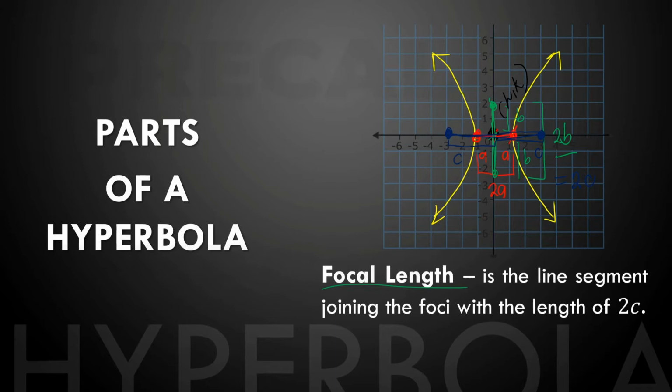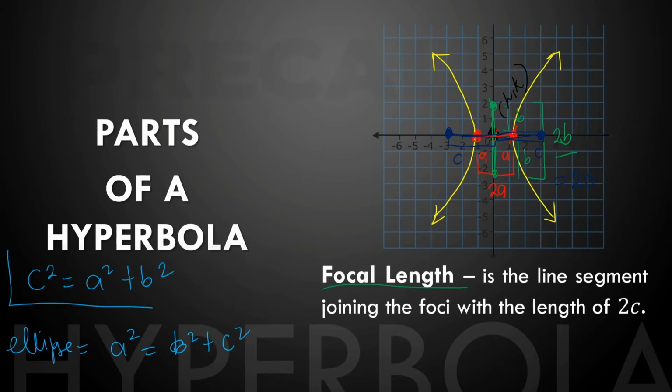Kung mapapansin nyo, yung C dito ay mas mahaba or pinakamahaba kumpara sa A and B. Kaya, ang gagamitin na natin dito ay yung Pythagorean theorem. C squared is equal to A squared plus B squared. Sa ellipse, dahil nga mas mahaba yung A, kaya naging A squared is equal to B squared plus C squared. So, this time, mas mahaba na yung C sa hyperbola. So, ito na yung gagamitin natin in finding these values.